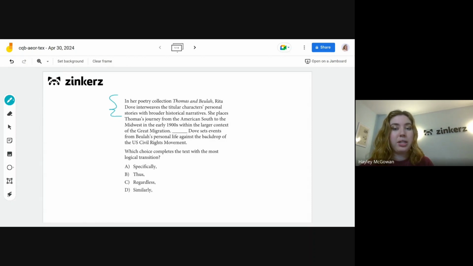And then we have that Dove sets events from Beulah's personal life against the backdrop of the U.S. Civil Rights Movement. This seems to be very similar to the example that we just had. So they're both examples of the same umbrella idea that we had in the first sentence. Looking at our options for something that matches that idea, we established that the relationship here is that these two examples are similar. Looking at our answers, it sticks out really quick that our answer is D.